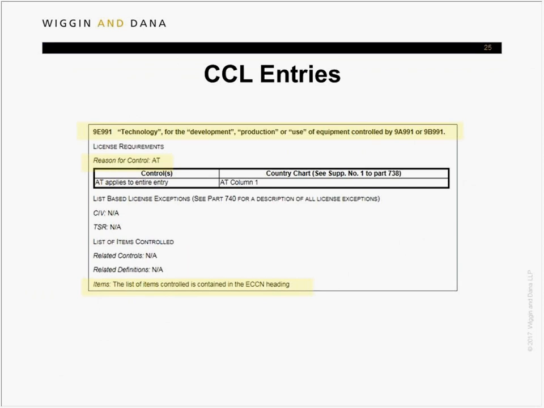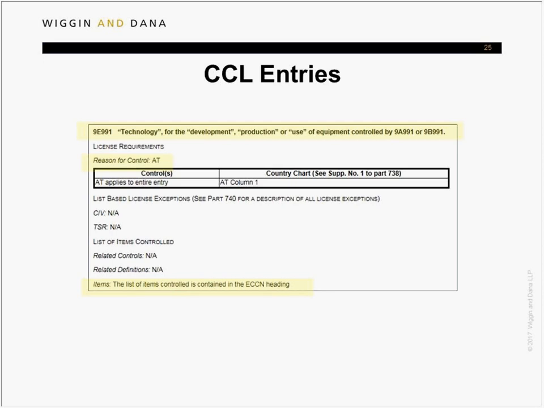9E991, that's the ECCN, and you remember that 9 has to do with propulsion systems, E has to do with technology. So this is technology for the development, production, or use of equipment that is controlled by, and this is typical of the EAR, it references you back. It doesn't use words, it uses cross-references back to other sections of the EAR, 9A991 or 9B991, which happen to be aircraft engine-related, aircraft-related items.